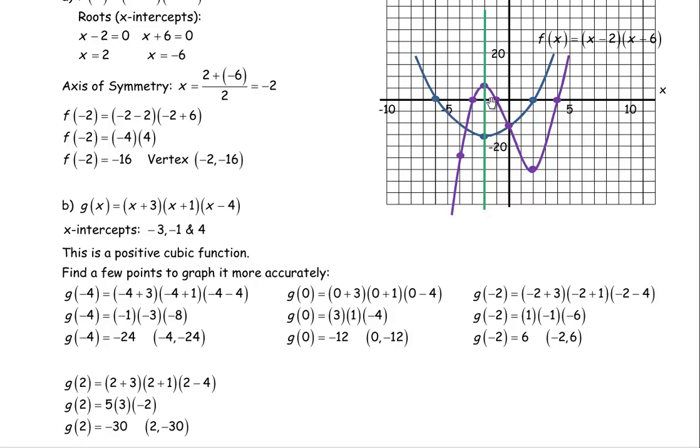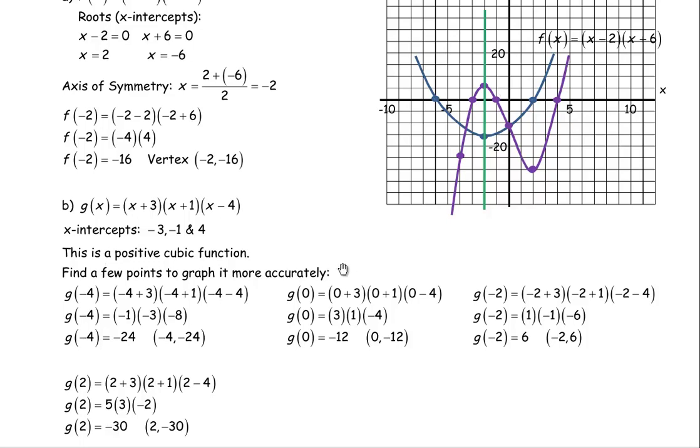So negative 3, negative 1, and positive 4 would be where these three roots are. So there's three places. This is a cubic function because there's three x's here. X times x times x is x cubed. They're all positive, so it'll be a positive x cubed. That's how I know it's a positive cubic function, and it should have this sort of general shape.